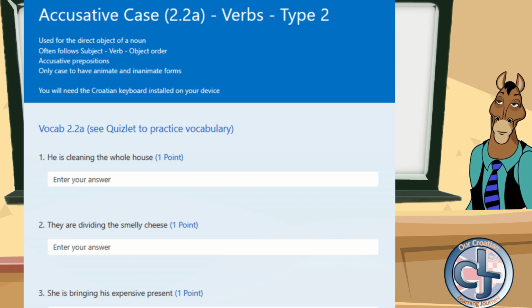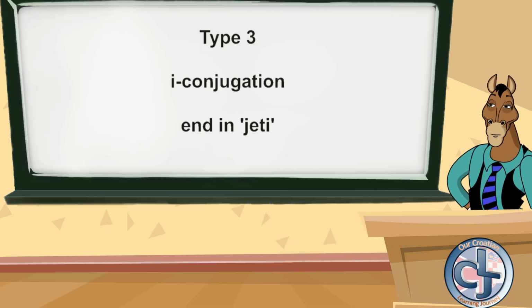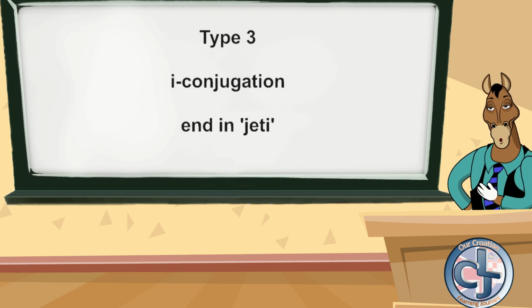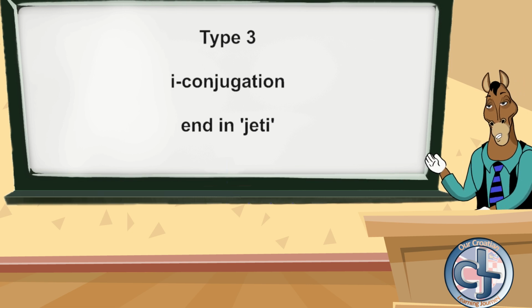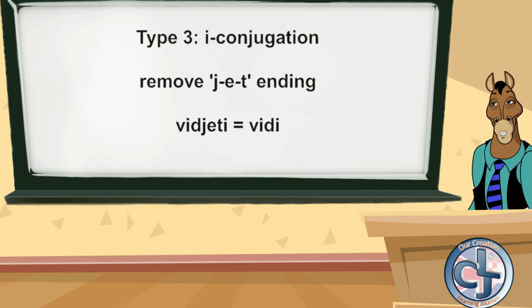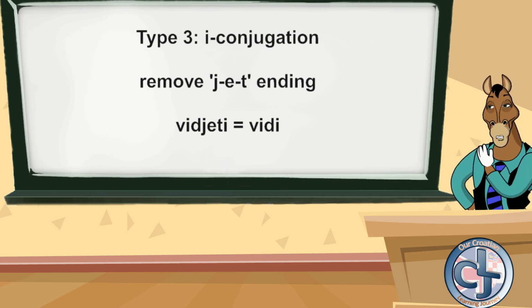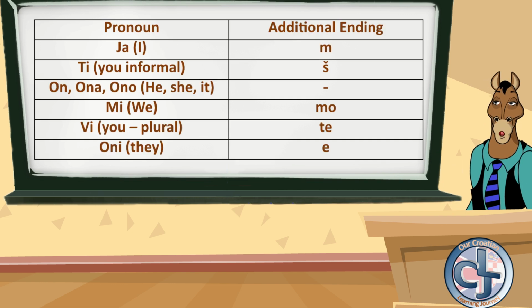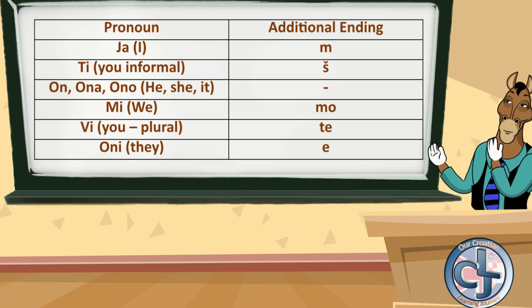And to practice these, there are exercises in the accusative case as well as some in the instrumental case. Now let's take a look at another verb ending. These are type 3, also I conjugation, but this time they end in jeti. With these verbs, we don't remove the entire ending, just the jet, leaving the ending I. And because it is an I conjugation verb, they, or third person plural, changes from I to an E.